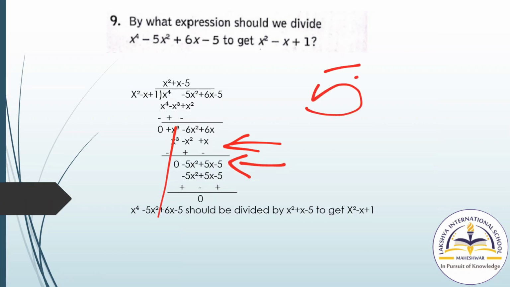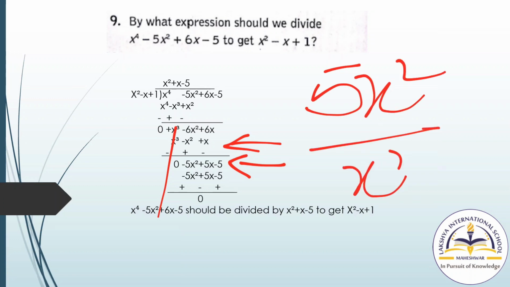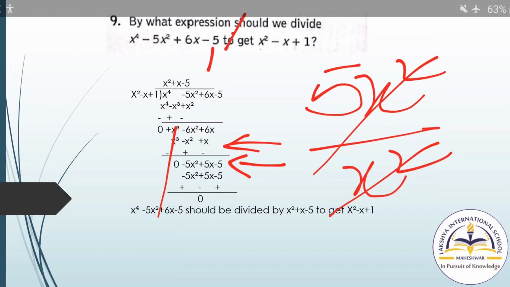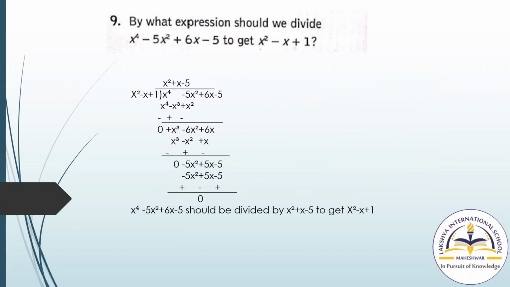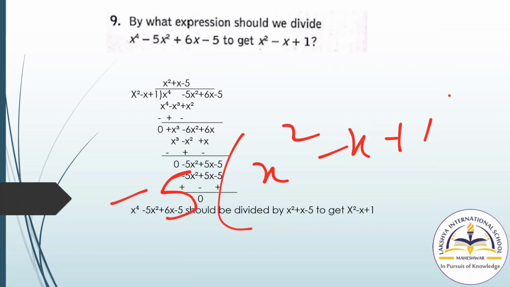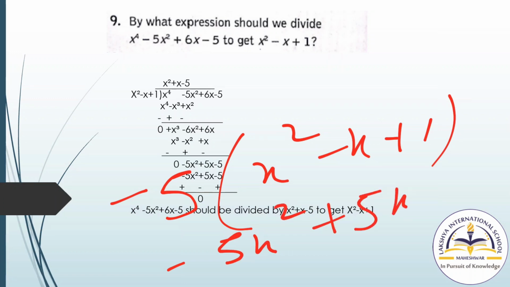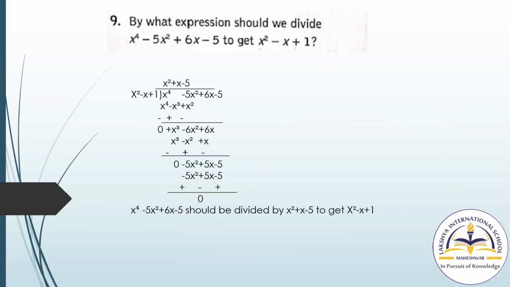Then again we have to solve 5x square by x square, you will get plus 5, because the value is in minus 5x square. So minus 5, then you have to multiply with minus 5, x square minus x plus 1. You will get minus 5x square plus 5x minus 5. Here we have written, then you have to change the sign and cancel out all the values.